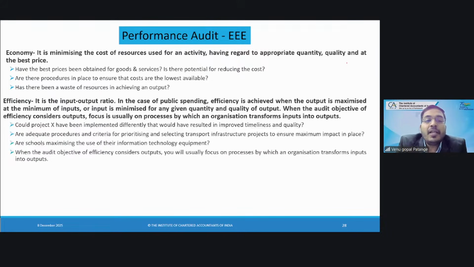Next, efficiency. In case of efficiency, you see the usage. Okay. So how do you see the usage? Let us see. Let us take one more example. It is saying that efficiency is achieved when the output is maximized at the minimum of inputs, or input is minimized for any given quantity and quality of output.